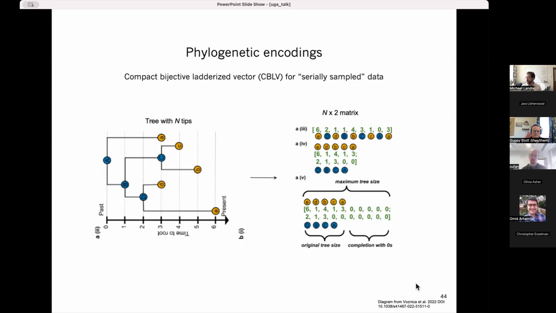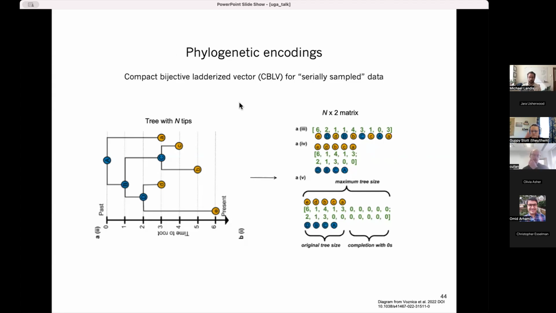This nice paper by Jakub Voznica and others in 2022 introduced a vector encoding where you take a tree with branch lengths measured in time. And you can perform a series of transformations to basically encode it into a vector. And this vector encoding will be equivalent to n times 2 the number of taxa, the number of tips in the tree, which makes it relatively compact. It's effectively linear with the number of taxa in terms of storage.